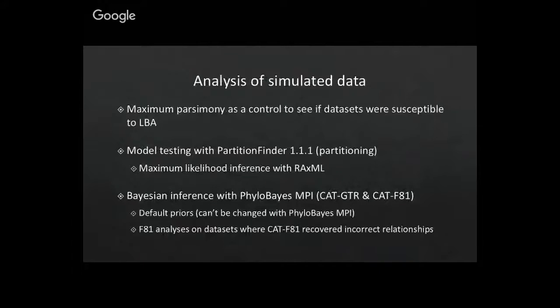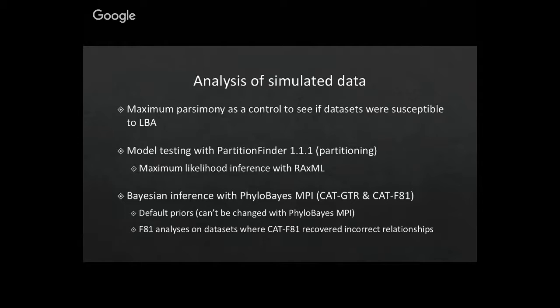So when we actually analyzed this data, like I said, we used maximum parsimony as a control. We did model testing with PartitionFinder, so we didn't just feed it the perfect models and partitions. We let PartitionFinder do its thing and give us a best-fit partitioning scheme and models. For partitioning, we used RAxML, and with the CAT models, we used PhyloBayes MPI. The reason we didn't use the same program for both is because you can't implement partitioning in PhyloBayes MPI, and RAxML doesn't have these site-heterogeneous CAT models.